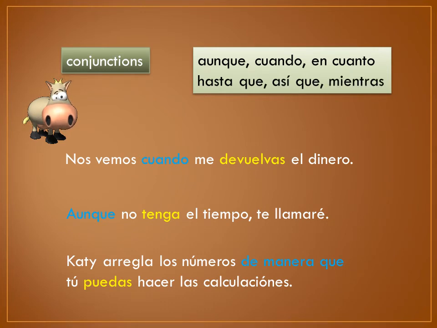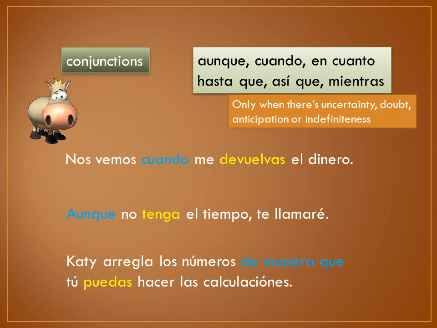Here's some more words that can signal the subjunctive, but only when we're talking about uncertainty and doubt and so forth. For instance, if I were going to use the word cuando as in, I always raise my hand when the teacher asks for volunteers. In that case, that's certain. That's something that always happens, and then I would be using the indicative mood when I use cuando.